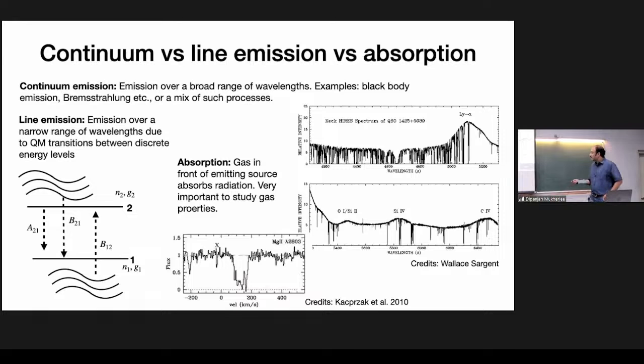And absorption lines. What is absorption? Suppose you have an atom in the low energy state. Then a photon comes, hits the atom, and the photon is absorbed. This is an absorption. This is an absorption of magnesium 2.